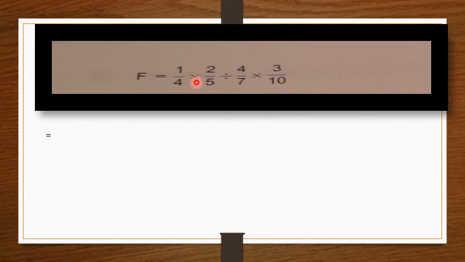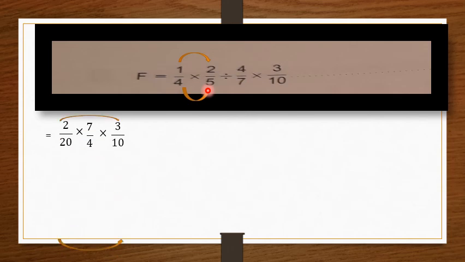Now F, we have multiplication, division, and multiplication. What to do? According to PEMDAS, multiplication and division have the same priority. If we have signs of same priority, I have to start from left to right. So 1 times 2 is 2, 4 times 5 is 20. Divide should be replaced by a multiplication sign, and write the inverse of 4 over 7, which is 7 over 4, times 3 over 10.